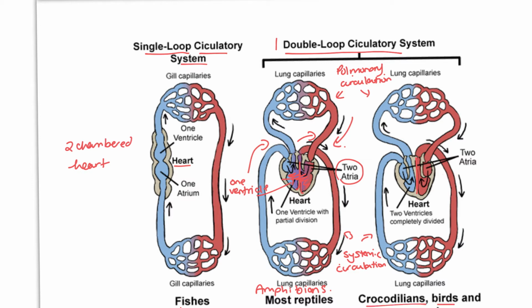So in birds and mammals, the heart is divided completely into 4 chambers. Even though it says crocodilians as well, the crocodile's heart is slightly different to ours, so we're not really going to focus on it too much. We're just going to focus on birds and mammals. So the heart is divided completely into 4 chambers that you already know. You learnt about it at GCSE. You've got the 2 atria, the 2 ventricles, and oxygenated blood is fully separated from deoxygenated blood.